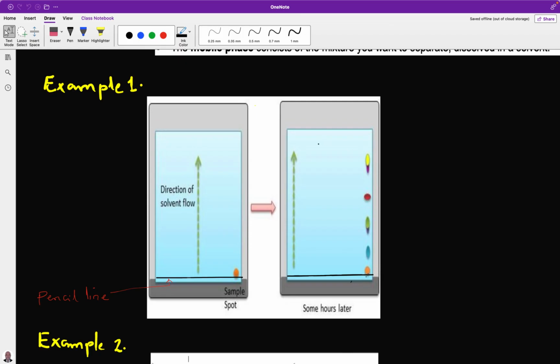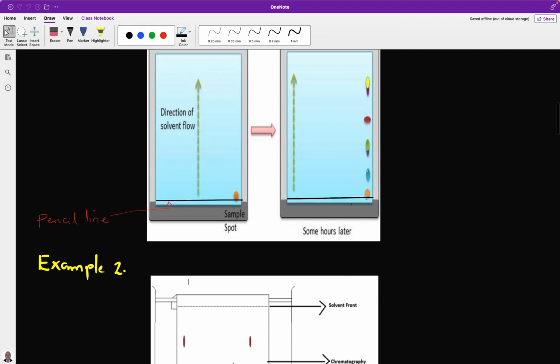Now we can determine the impurities in this compound or mixture, based on our Rf value, the retention factor. We will measure the distance moved by this blue, by this green, by this red, and by this yellow and this other purple here. Let's see the second example.